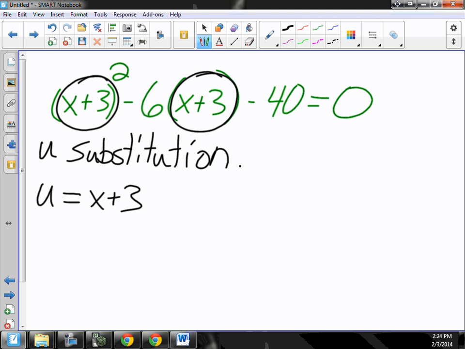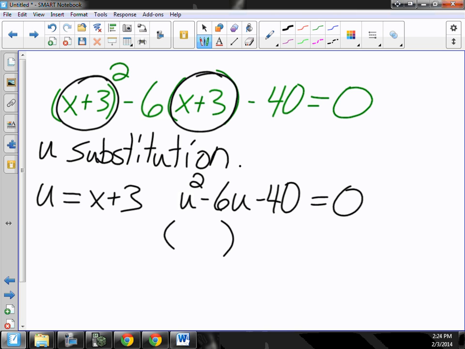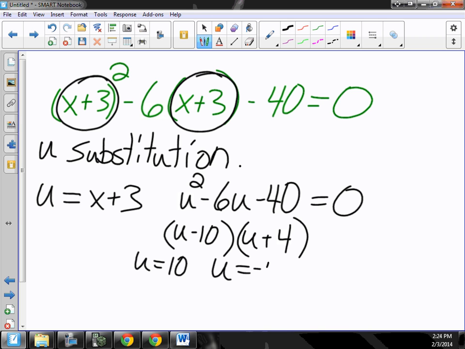Because I see two x plus 3's in the equation, so I'm going to solve the quadratic and then deal with the x plus 3 at the end. So to rewrite this quadratic, I have u squared minus 6u minus 40 equals 0. So technically I haven't changed anything, I've just hidden part of the problem, and I'll deal with it later. So I factor this, u minus 10 and u plus 4. So I get u equals 10 and u equals negative 4.